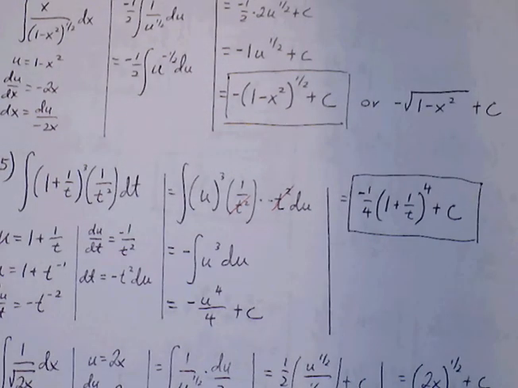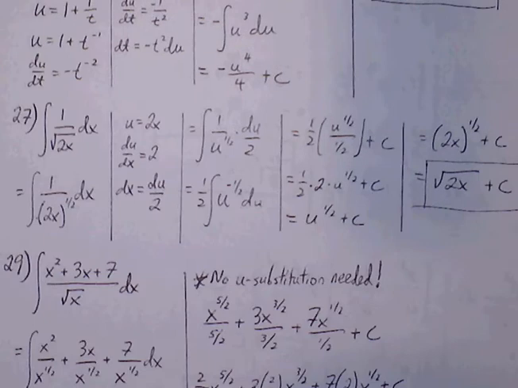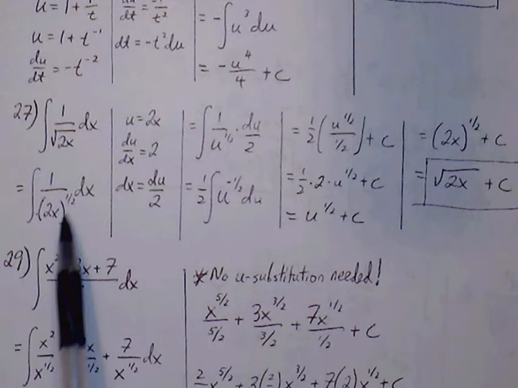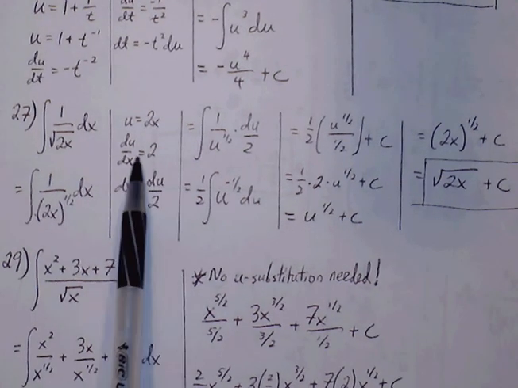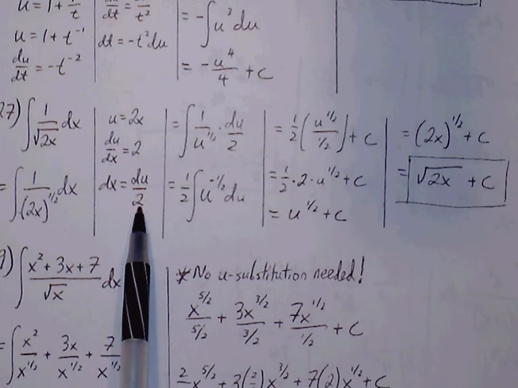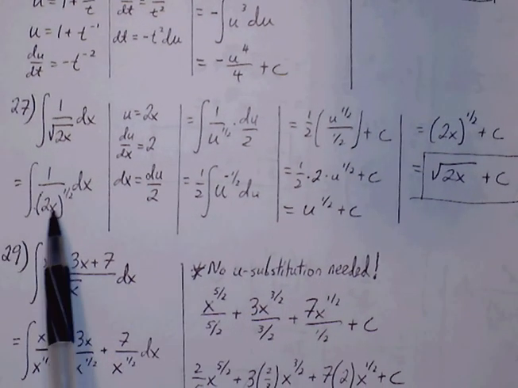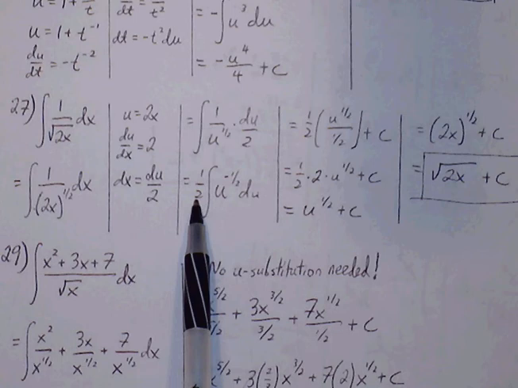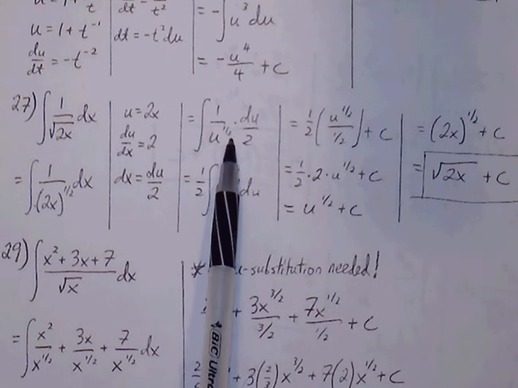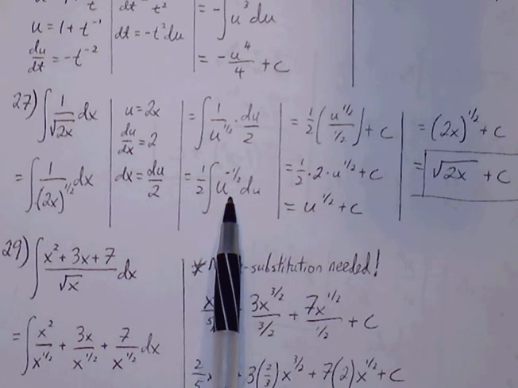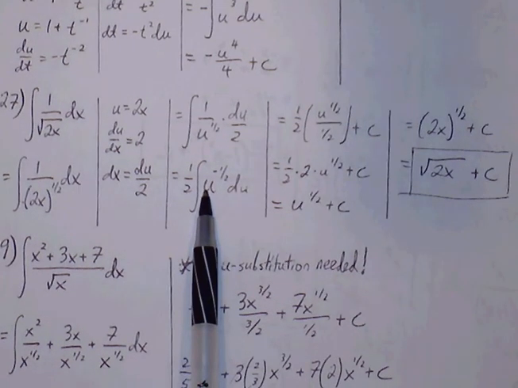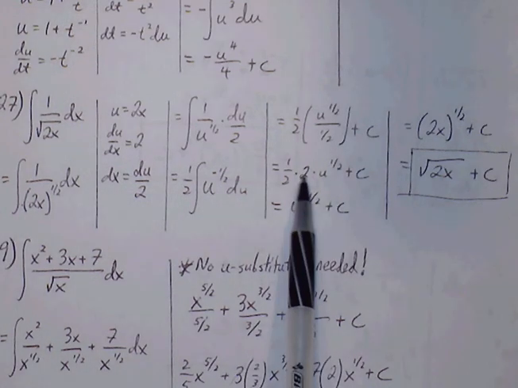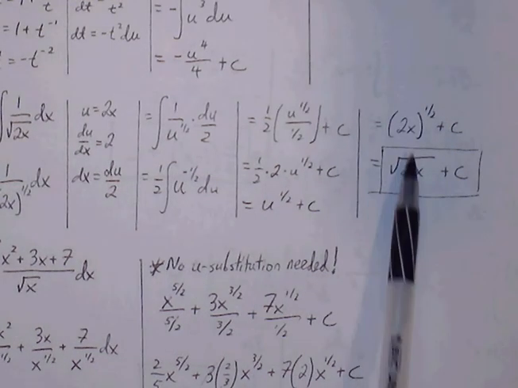Okay, 27. Rewrite using parentheses. So 1 over 2x to the 1/2. So our u value is 2x. du over dx is 2. Solve for dx. dx is equal to du over 2. Make our substitution. So 2x gets replaced with u. So 1 over u to the 1/2 times du over 2. Pull the 1/2 out. Nothing requires us to cancel anything out. And now bring the u up to the top, so u to the negative 1/2. Go through the power rule, bring the 1/2 up, combine, and then replace u back in terms of x. So now we have our solution there.